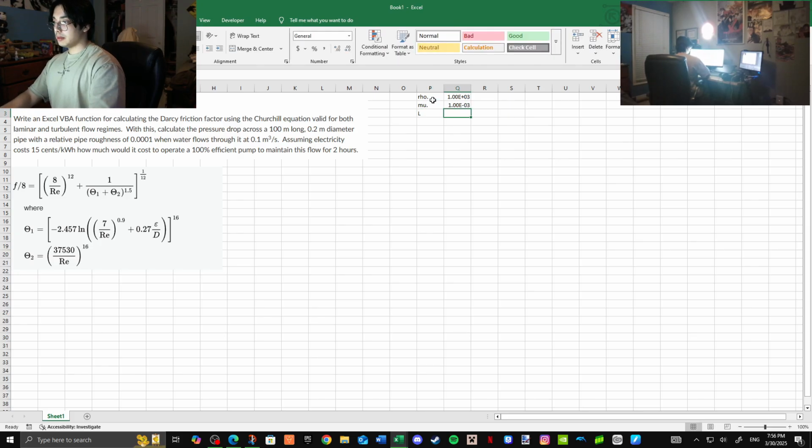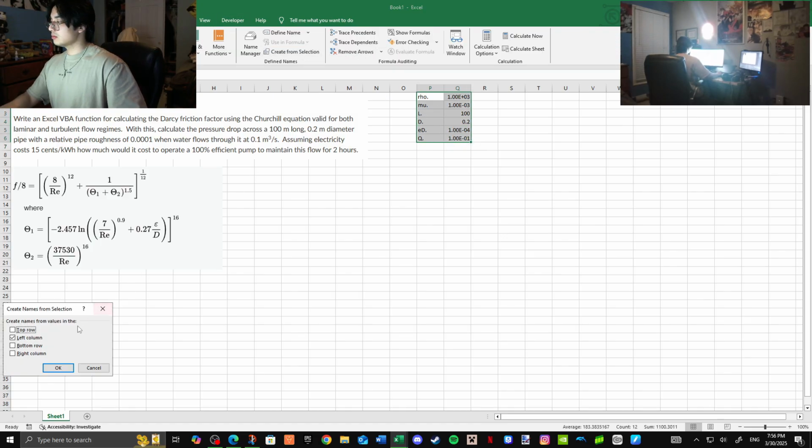Our length of the pipe is going to be 100 meters, not 199, 100. Diameter is going to be 0.2. We have the roughness is just 1E negative 4. Then our flow rate is 0.1 meters cubed per second. We're going to set all of these into variables.